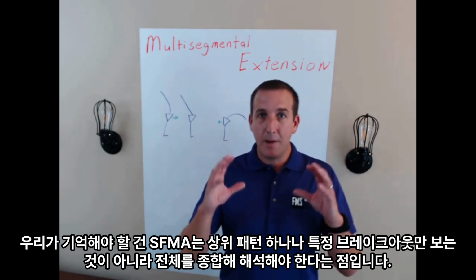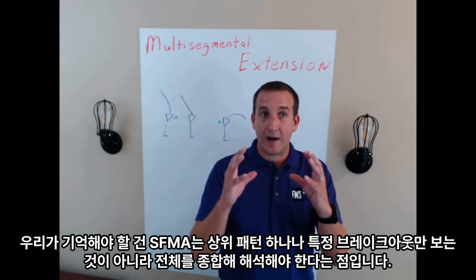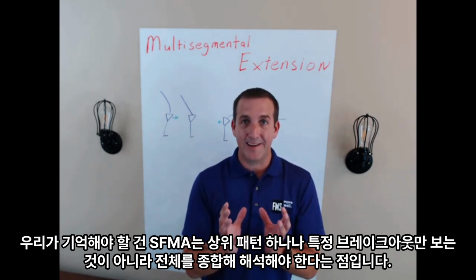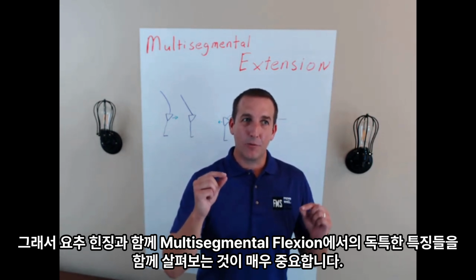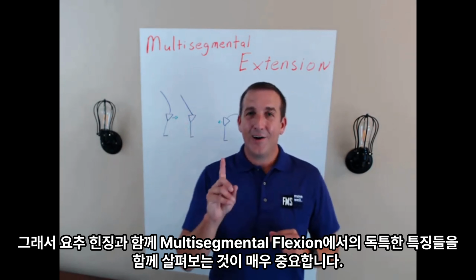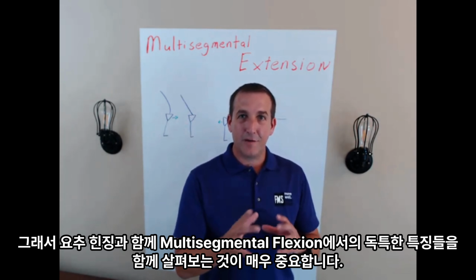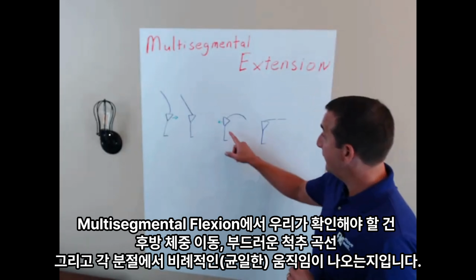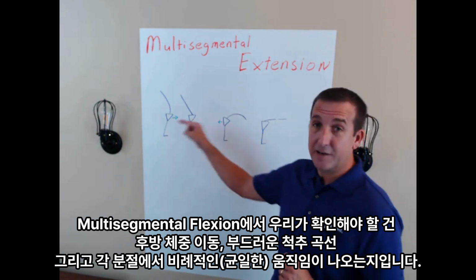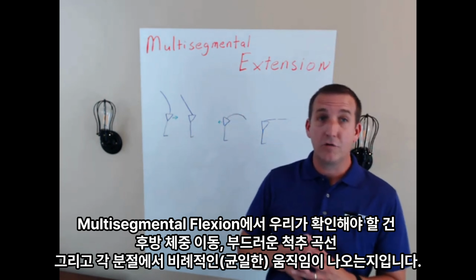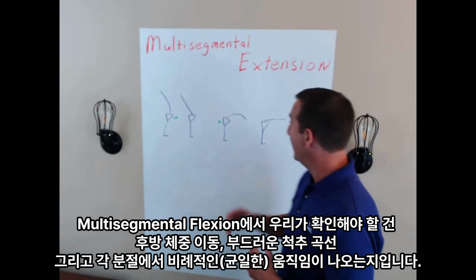Well, as we remember, we're not just going to look at only top tier or just only one breakout. We're going to put the whole SFMA together. And that's where it's really important. We see this combination of hinging at the lumbar spine along with some unique findings in the multi-segmental flexion pattern. What we're supposed to see in the multi-segmental flexion pattern is this nice posterior weight shift, smooth spinal curves, again, that we're getting the motion proportionally from each segment.